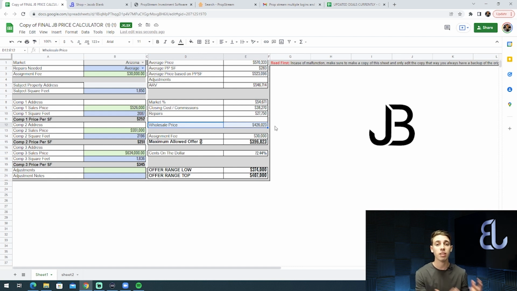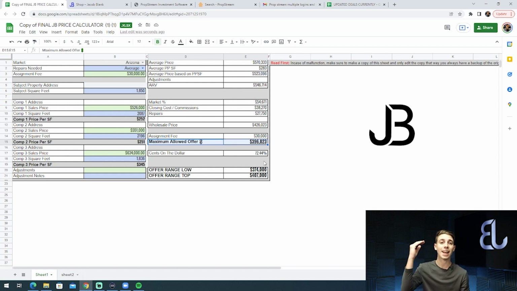So we'd be selling the deal to the cash buyer for 426,000, and then it shows us our assignment fee, and it gives us our maximum allowed offer of 396,000. And it tells us we're paying 72% of value, and it also gives us an offer range between 374 to 407,000. So see how it calculated our MAO for us, 396,000. We would go ahead and present the offer to the seller of 396,000 and try to lock up the deal.